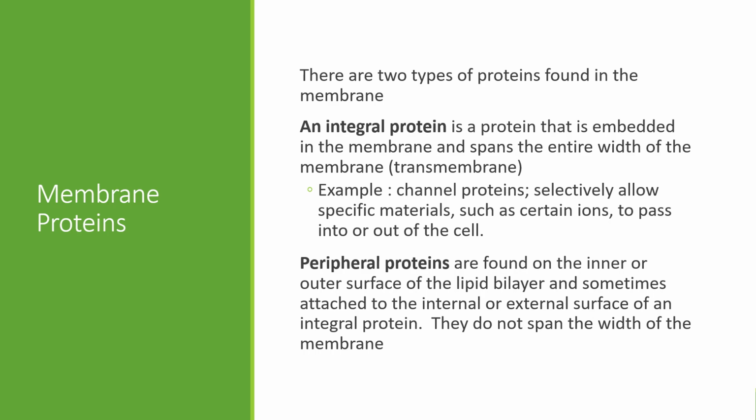So there are two types of proteins that are found embedded in that membrane. The first one that we talk about is called an integral protein. This is a protein that spans the entire width of the membrane, and it's referred to as being transmembrane. So channel proteins are an example of an integral protein. These selectively allow certain materials like ions to pass in and out of the cell. And then we have peripheral proteins. These are going to be found either on the outer surface or the inner surface of the lipid bilayer, but they don't span the entire width of the membrane.